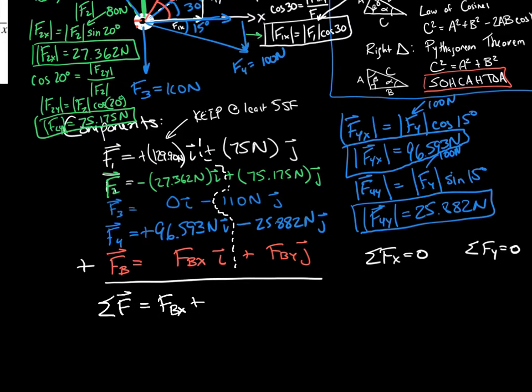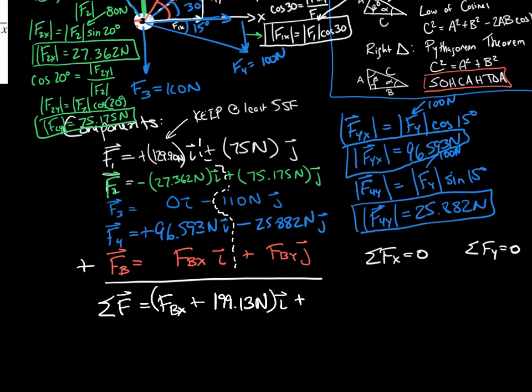So I'll add 129.9 minus 27.362 plus 96.593 equals. Okay, so this is plus 199.13 newtons. Okay, that's the i.